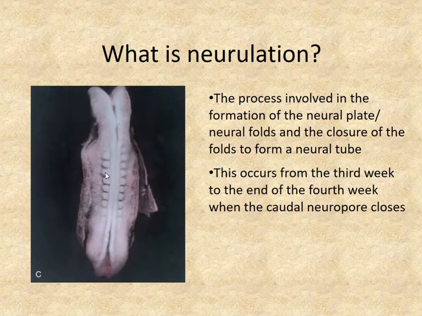You can see the somites here on the dorsal side, and it looks like a long cylinder from this view, and you can see that part of it seems to be closed, or the ends are coming into close approximation with each other. So that's the neural tube there. This process of forming this tube is called neurulation.